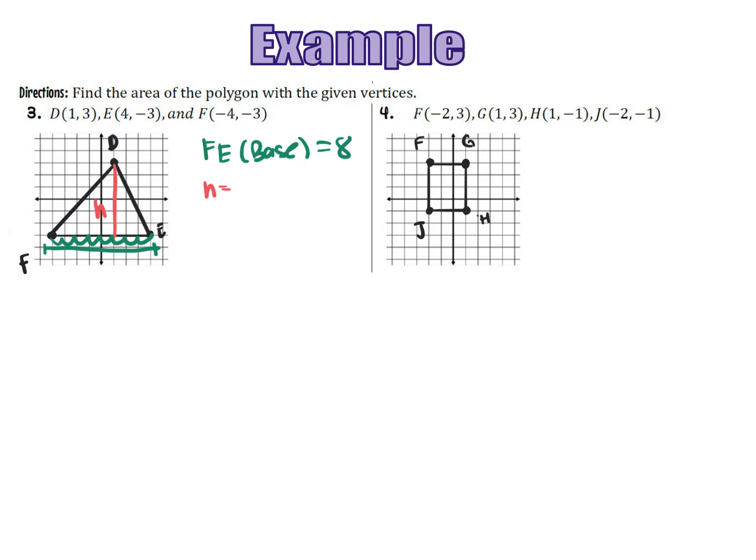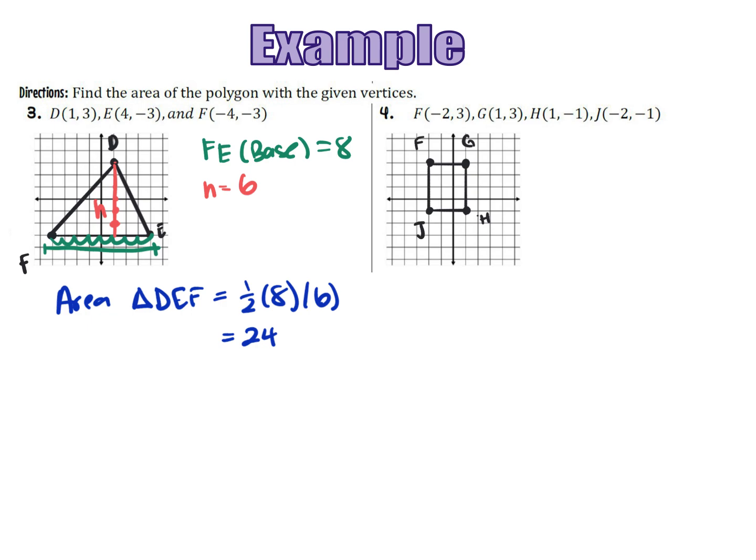So the height of this triangle we can also count 1, 2, 3, 4, 5, 6. The height is going to be 6. So the area of triangle DEF is going to be 1/2 the base, which is 8, times the height, which is 6, which is going to be half of 8 is 4, and 4 times 6 is 24. So 24 is going to be our area.